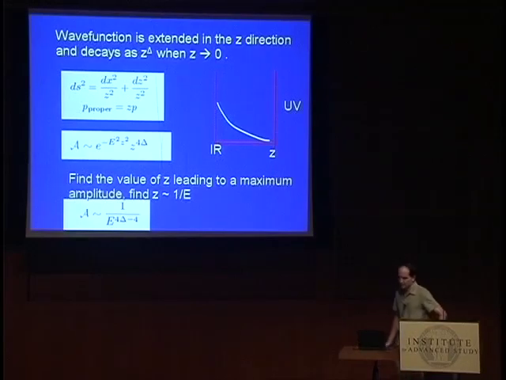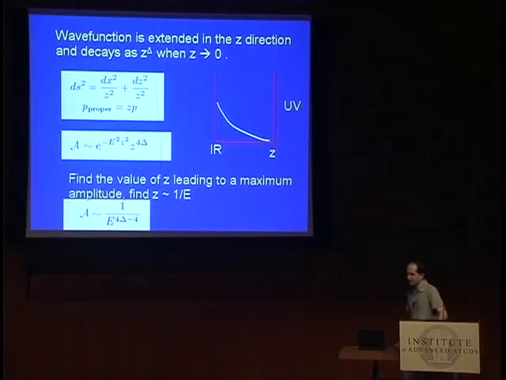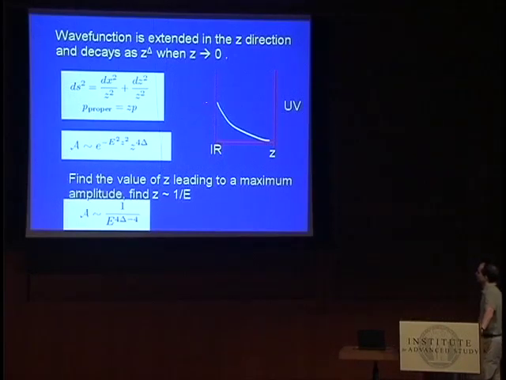Now, in fact, this problem is solved when you take into account the warp factor, and when you take into account properly the physics of the warp factor and the fact that these gluons, mesons or glueballs that are here in the infrared have a wave function which decays exponentially when you go off in the z direction.